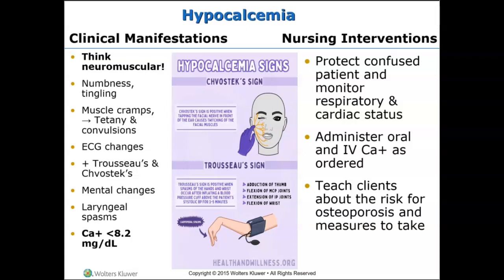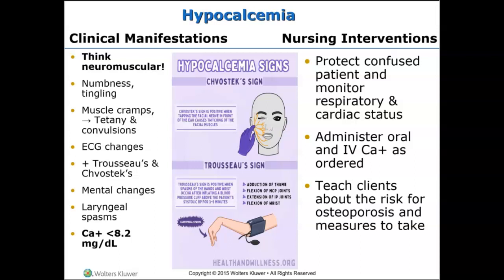So when a nurse does an assessment for a hypocalcemic patient, they will tap the nerve that is over the cheek bone there, right? And if it twitches or causes that little facial jerk, then you know that's a positive Chvostek sign, right?